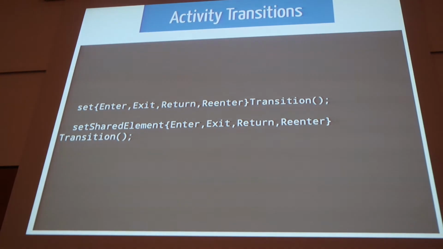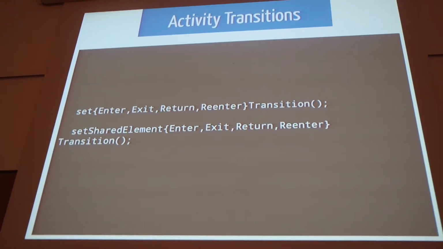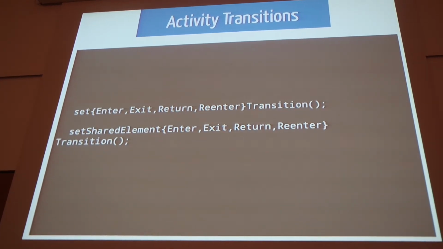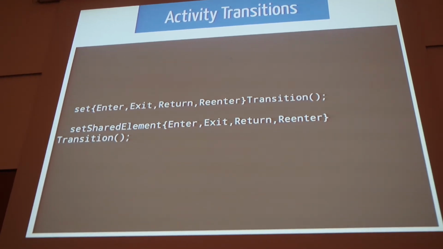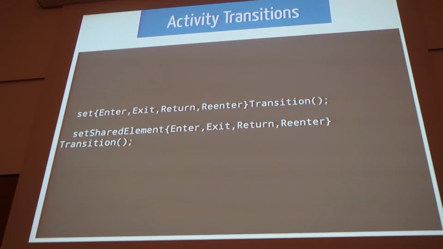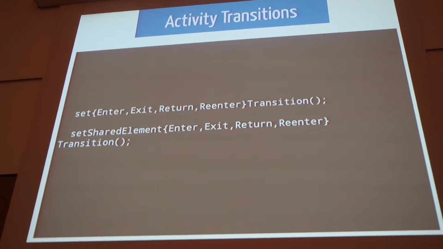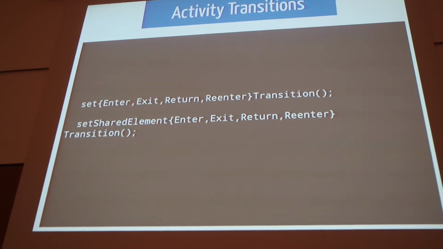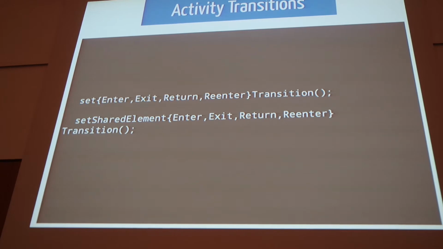You have the exit animation from the calling activity, so you can animate all the views. The return is from the called activity when it's returning to the previous activity, and the re-enter is when the previous activity is re-entered. The views are re-entering the scene. And you have the same for the shared element. You usually just use the enter, because the return will be the opposite. The system will just do it backwards, so you usually don't need to set that.